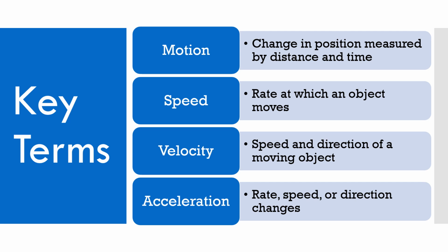Some key terms that we need to look at during this tutorial are motion, which is change in position measured by distance and time; speed, which is a rate at which an object moves; velocity, which is speed and direction of a moving object; and acceleration, which is the rate of change in speed or direction.